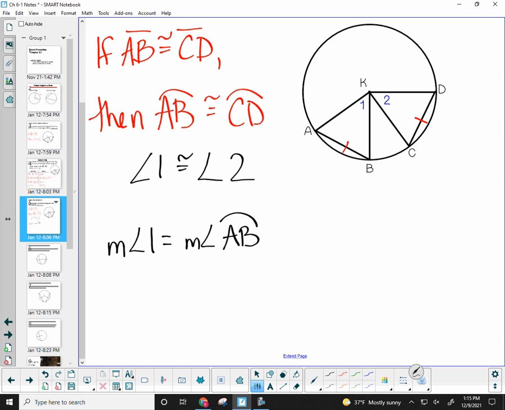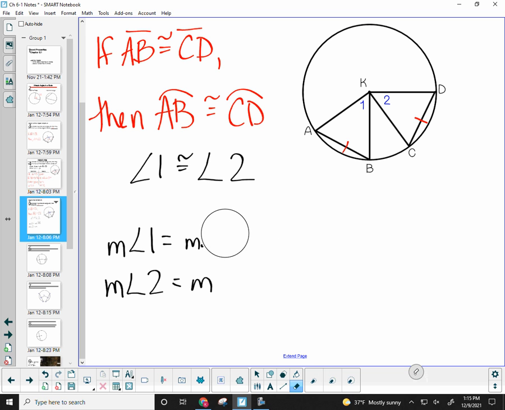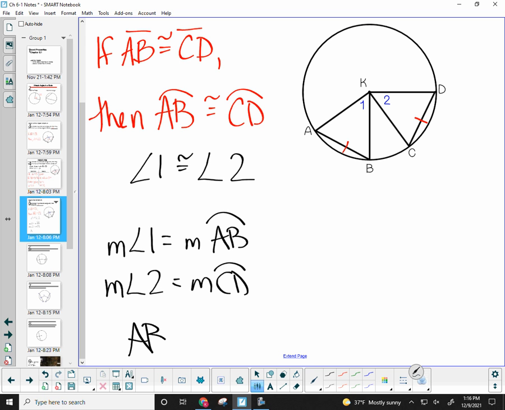We can do the same thing for angle 2. So the measure of angle 2 is equal to the measure of, I just did angle arc. I don't know why I did that, sorry. I should have used arc AB. So the measure of angle 2 is going to be equal to the measure of arc CD. Now look, we can do a substitution here. If angle 1 is equal to arc AB and angle 2 is equal to arc CD, we can just sub it in. So that's why arc AB has to be congruent to arc CD.